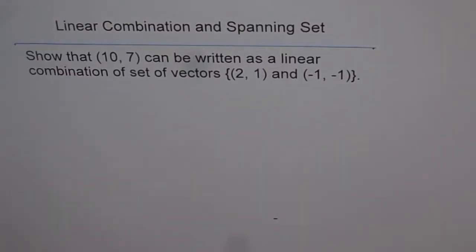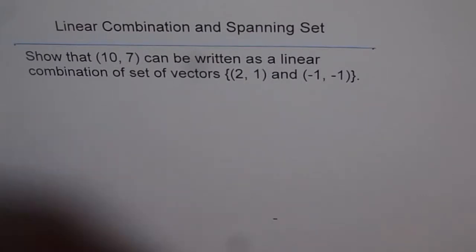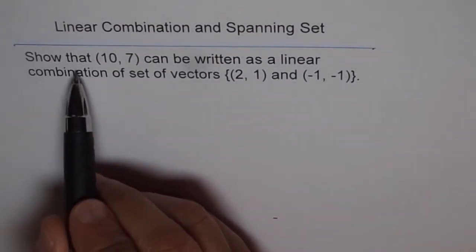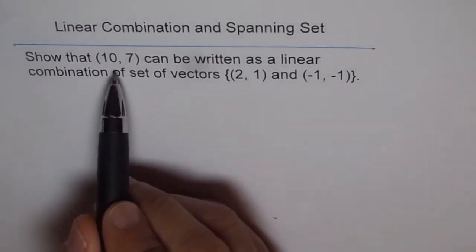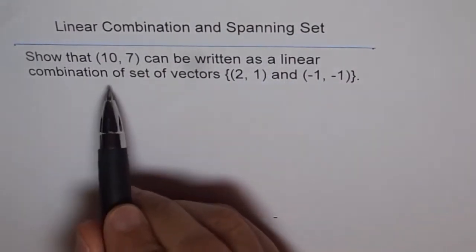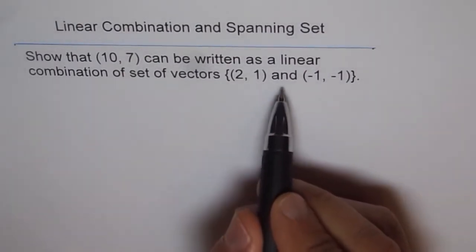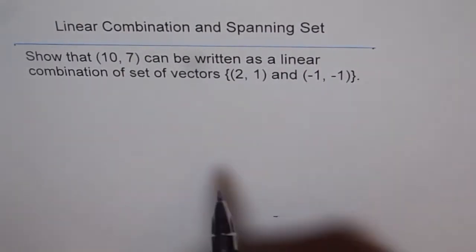Linear combination and spanning set. Let's try to see how to write a vector in terms of linear combination of the spanning set, and we'll thereby also understand what it means. The question is, show that (10, 7), this is a vector, can be written as a linear combination of the set of vectors (2, 1) and (-1, -1), right?